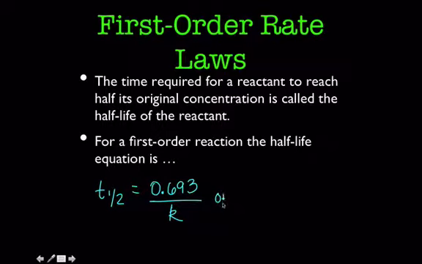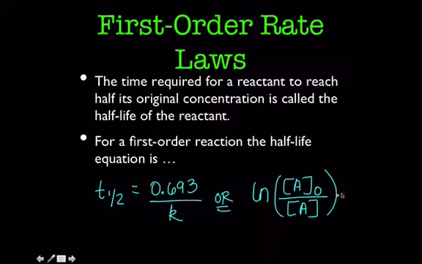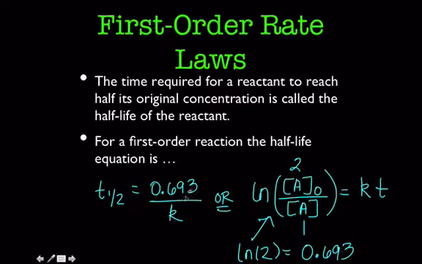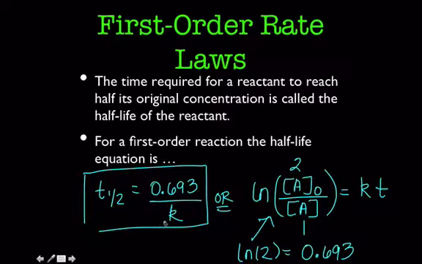This can also be rewritten, if you want to know where this 0.693 came from. If you have the natural log of the concentration of A at time 0 over the concentration of A at some time equals kt, this is what it looked like originally. But if you think of half-life, if I originally had 2, half of this would be 1 at the half-life. It's when half of it disappears. The natural log of 2, which is what this would be, gives us 0.693, which is why we're able to shortcut it into this formula right here. So that's the half-life equation you use if you're dealing with a first order reaction.